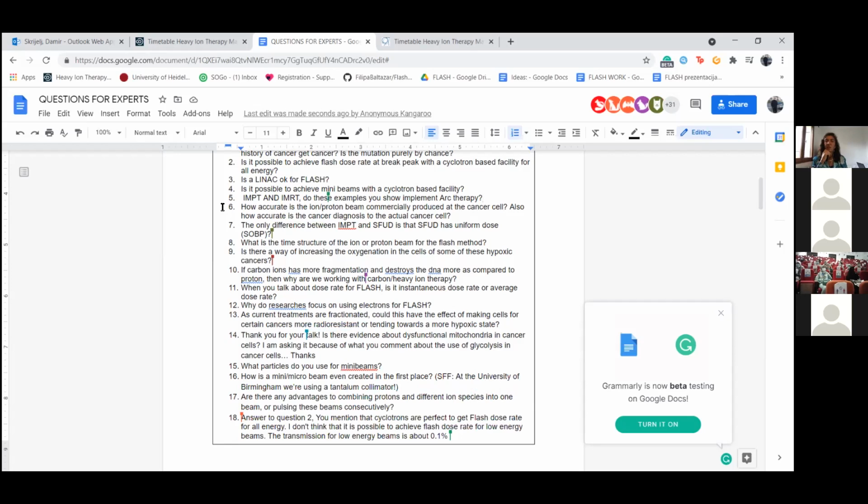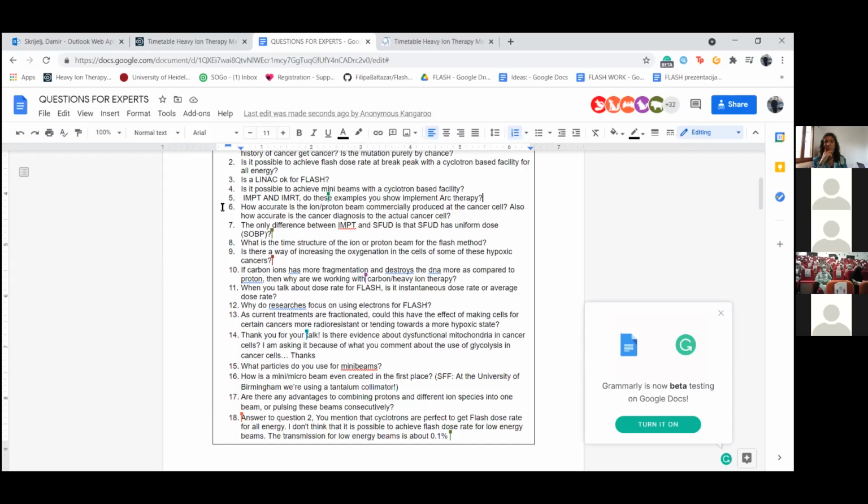As current treatments are fractionated, could this have the effect of making cells for certain cancers more radio resistant or tending towards a more hypoxic state? So the fractionation is one way of oxygenating cells, not the other way around. The fractionation helps us oxygenate because we kill the cells which have the most oxygen, and these, when they die, allow for the oxygen to diffuse through to reach the inner part of the volume.